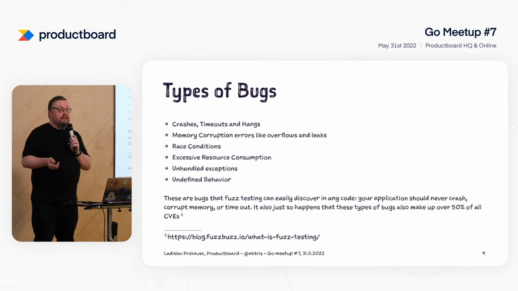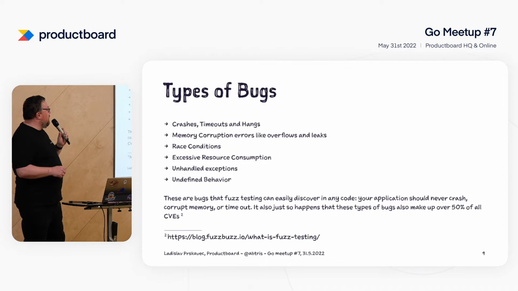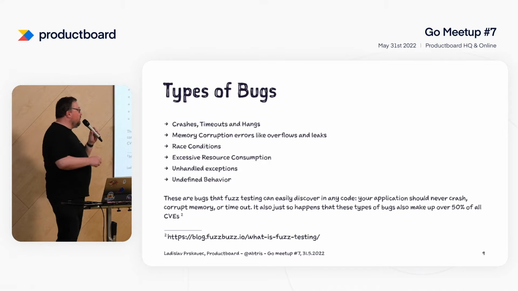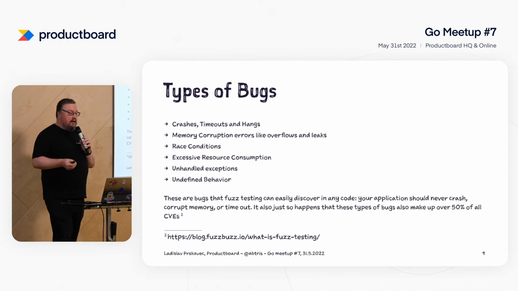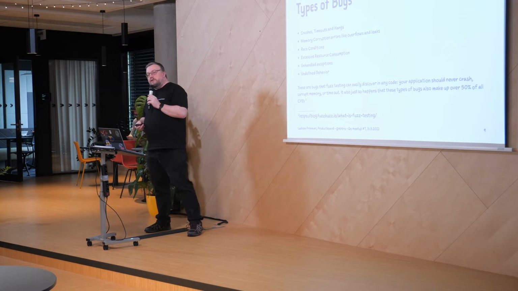What types of bugs can you find by fuzzing? Exactly: crashes, timeouts, race conditions, memory corruptions such as overflows, leaks, some unhandled exceptions, and undefined behavior. All of that you can find. If you look at that list, you can see that many of them are very common. Especially if you look slightly into CVEs and security, almost 50% of security bugs are of these similar types. That's exactly why it's very good to use fuzzing for this.